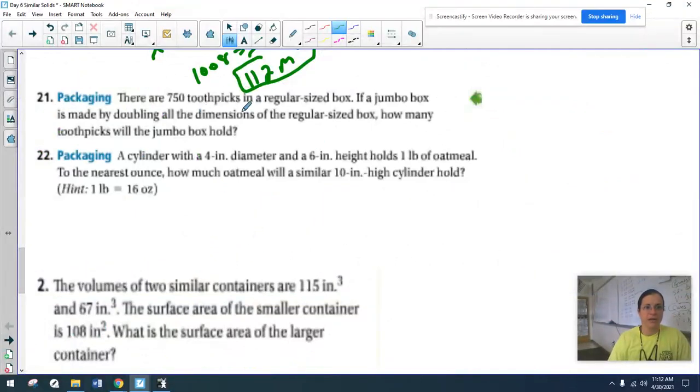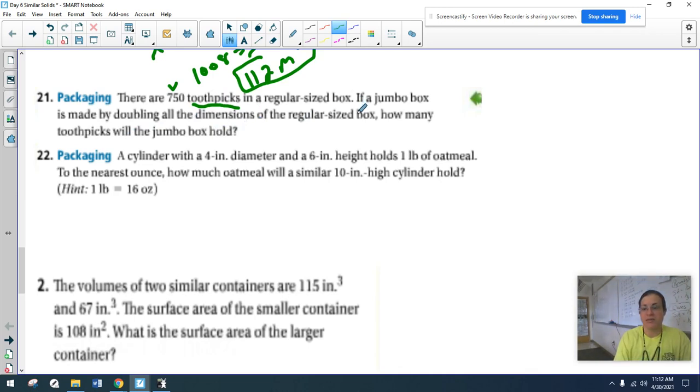So I put 2 of them on here, but we're just going to do number 21. I'll skip 22 for now. So it says there are 750 toothpicks in a regular size box. So this is filling up. The toothpicks are filling up the box, so this is actually going to be volume. Okay, if a jumbo box is made by doubling the dimensions, how many toothpicks will the jumbo box hold?